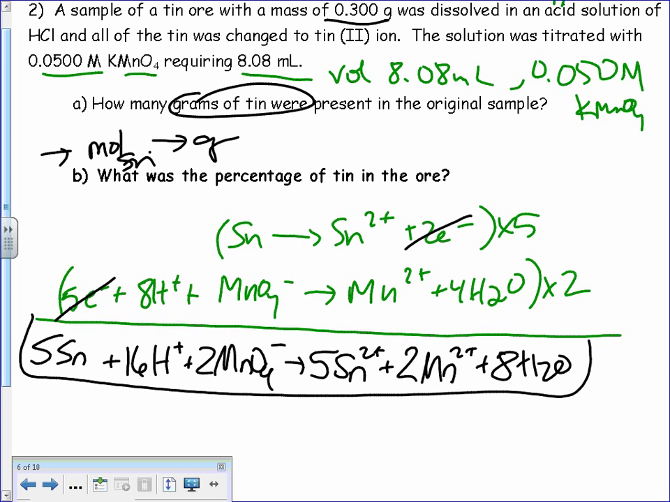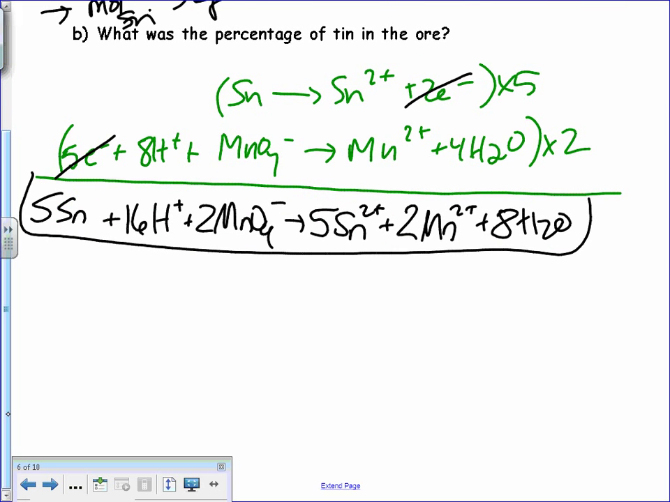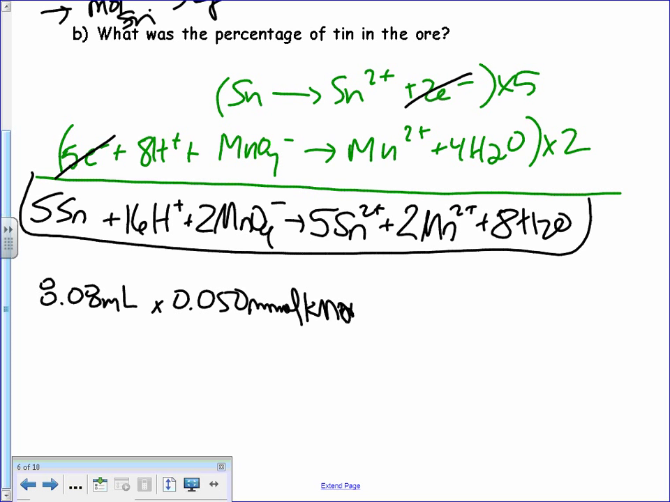Okay, so what are we starting with? I'm going to go millis this time just to give you practice. What am I starting with, guys? 8.08 milliliters of that permanganate solution, which was 0.050 millimoles MnO4 per milliliter of solution. This is me just giving you extra practice. You don't change the numbers at all. You just put an extra M in front of the moles and the liters. Okay, so milliliters and milliliters of solution are gone.